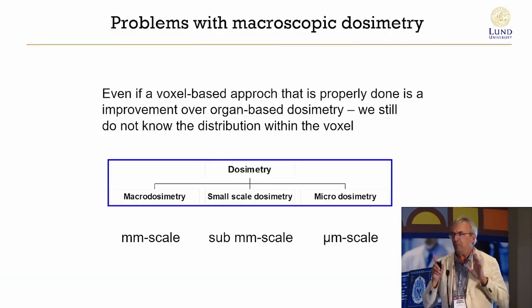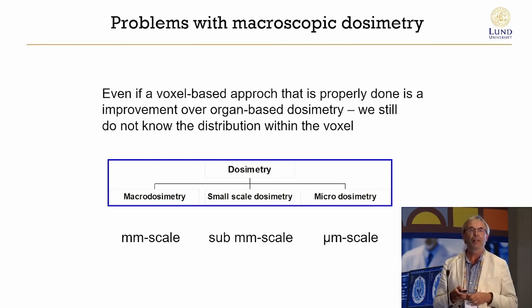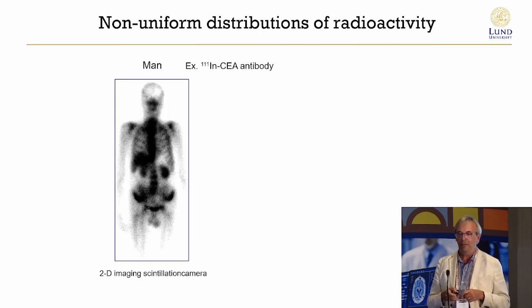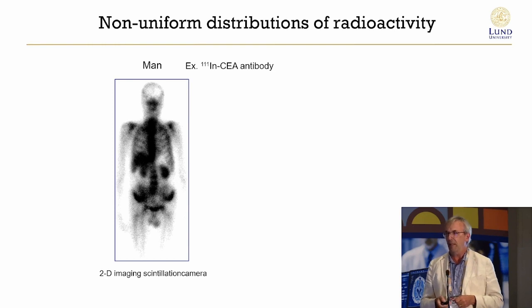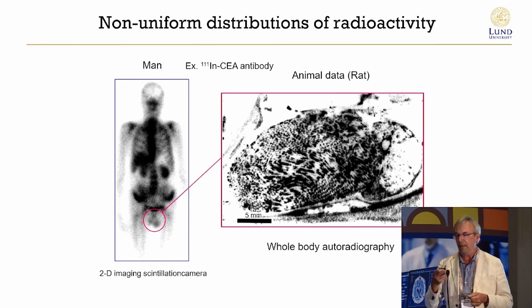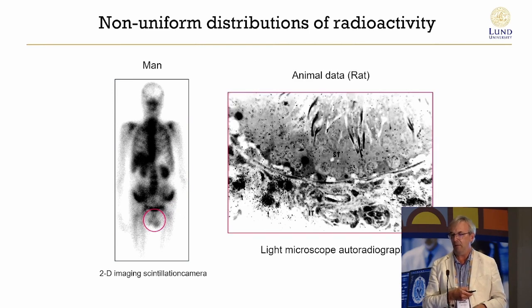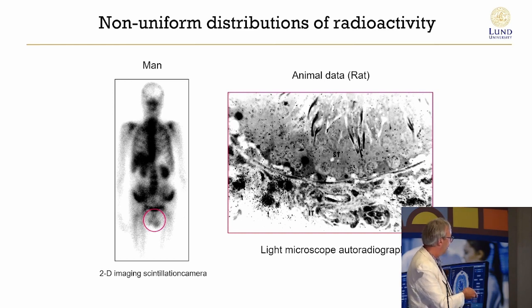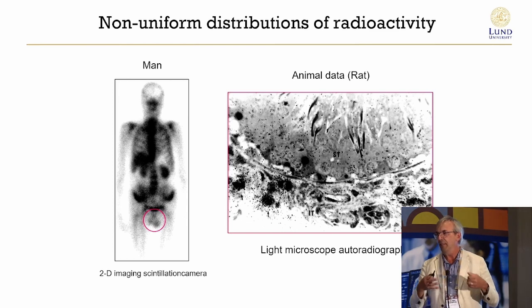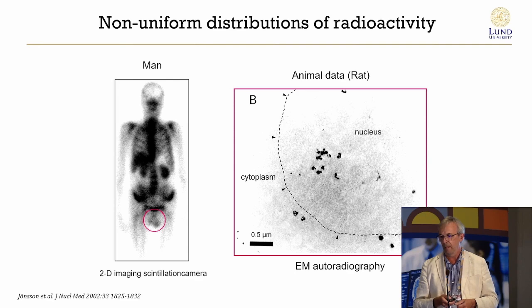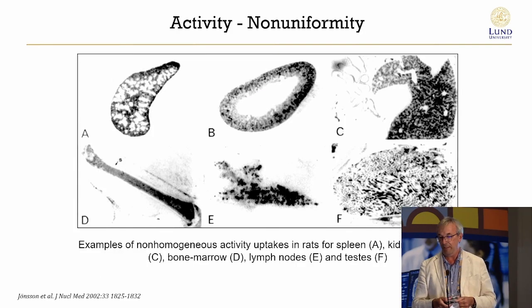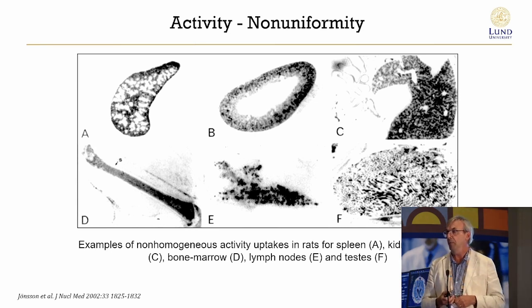A little bit behind, but I just want to mention also that even if we do good things on the voxel level, we don't know what it looks like within a voxel. If we look at a macroscopic image like this and look at the testes, it looks very uniform. But if you look down in detail, and this is not a human testis but a rat, you see that the uptake is very heterogeneously distributed. If you go even further down, you can see some hotspots here. So the activity and the dose are very heterogeneous, and that is because this is a targeted therapy. And even down to the nucleus, you can see that there is very local absorption. Generally, I think that all organs that we image and treat do not take up the activity uniformly, even if it looks like it.